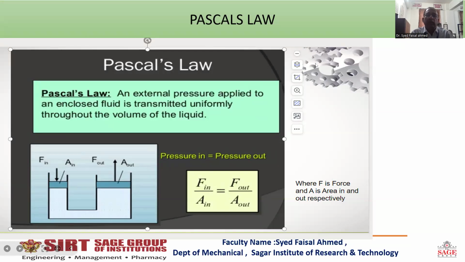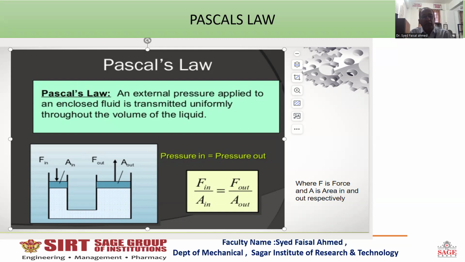Now, Pascal's law: as and when an external pressure is applied to an enclosed fluid, it is transported uniformly throughout the volume of that liquid. In an enclosed container, if external pressure is applied, that pressure will be uniformly distributed throughout the volume of that liquid. This is basically Pascal's law.